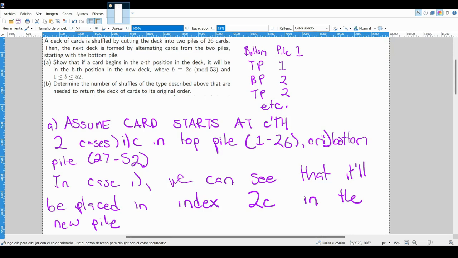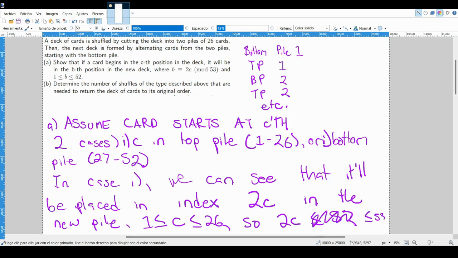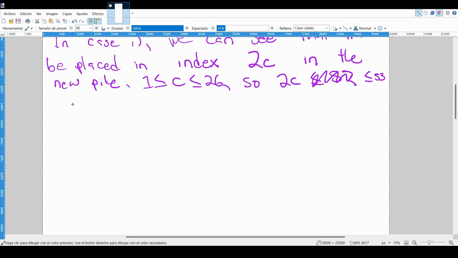And we can note, given how we have defined C, that 1 is less than or equal to C, which is less than or equal to 26. So 2C is strictly less than 53. So we can note that this will just be equal to B, where B is congruent to 2C mod 53, because 2C is a value between 0 and 53.